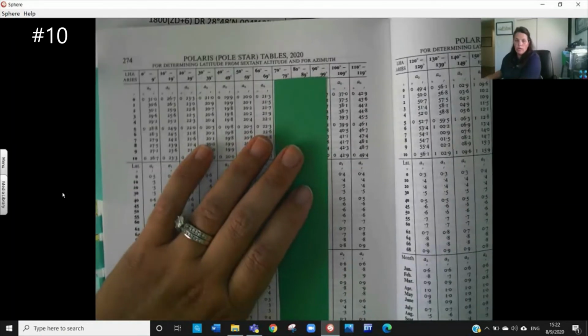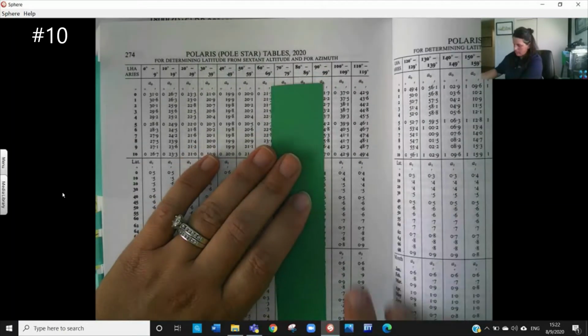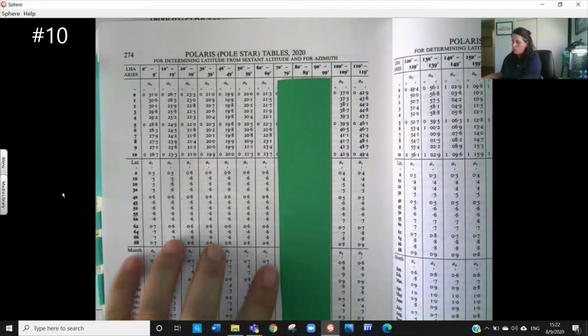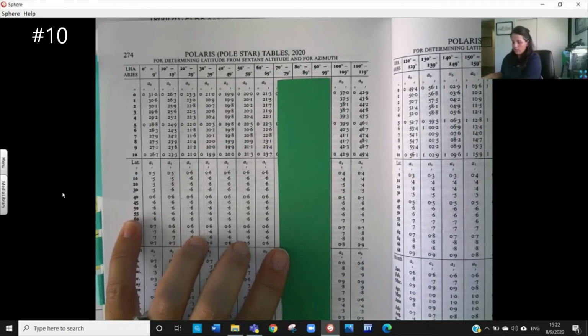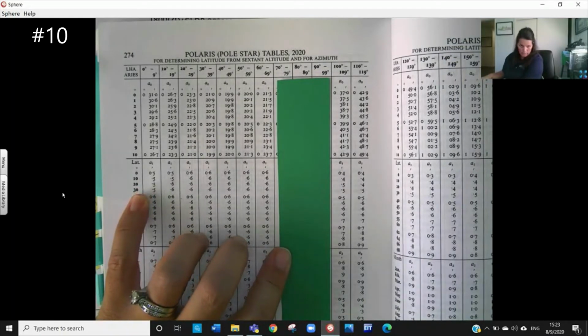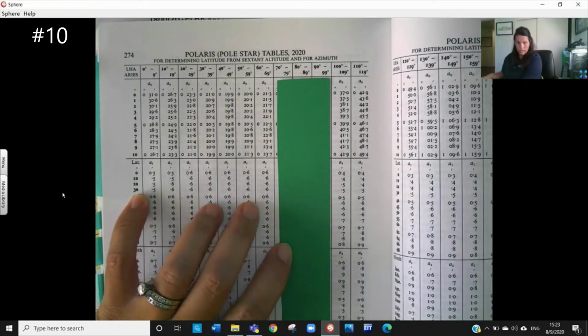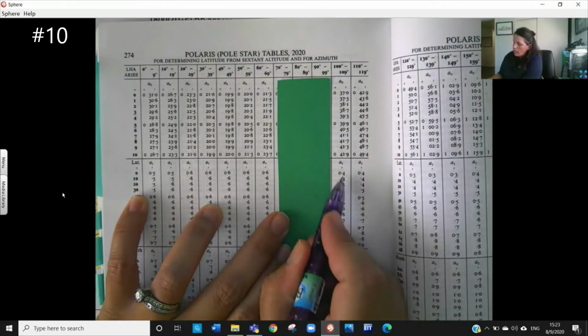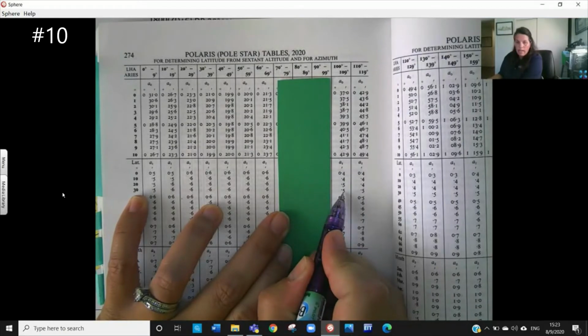My A1, still working the same column. My A1 was my latitude. So my DR latitude was 28 degrees, so just about 30. We're rounding here. So I'm going to say my A1 is going to be 0.5.